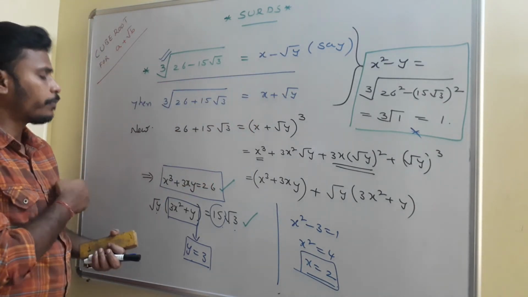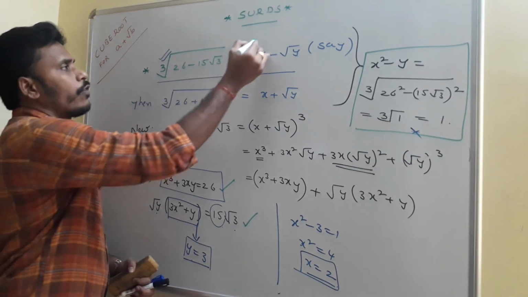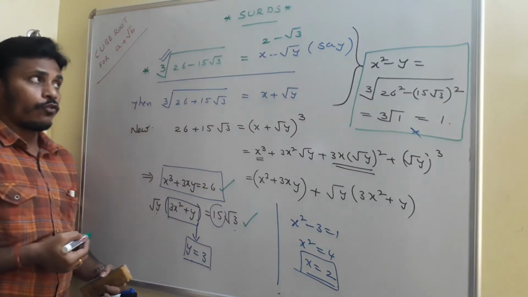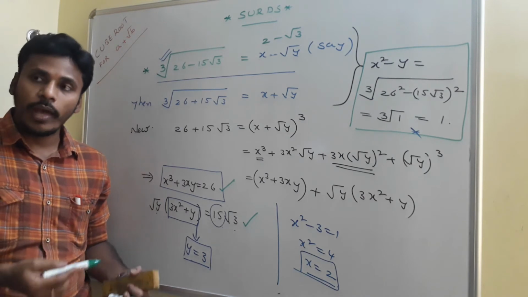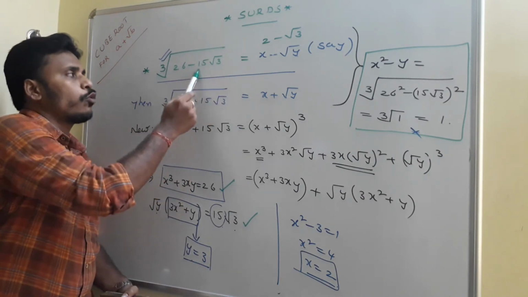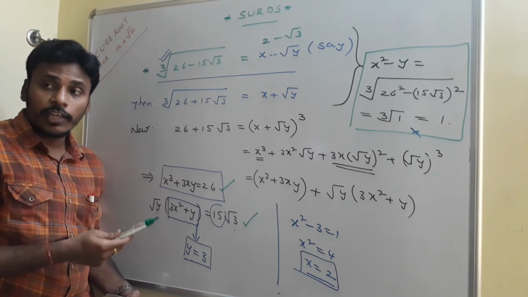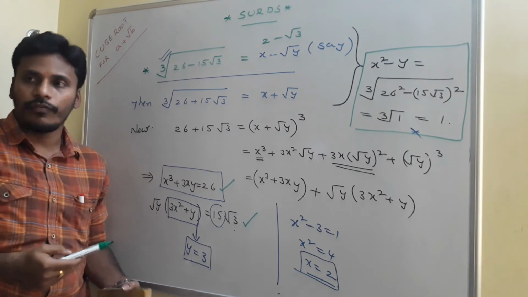The question is asking you to find the cube root of 26 minus 15 root 3, which is nothing but 2 minus root 3. If you cube both sides, then automatically you will have a conclusion that the cube root of 26 minus 15 root 3 is 2 minus root 3. As a check, if you cube it, you will get this radicand as 26 minus 15 root 3.